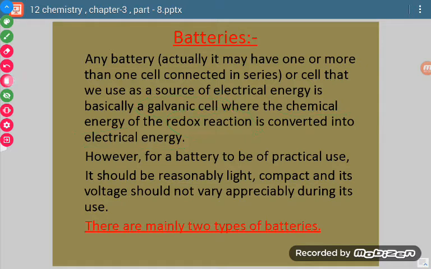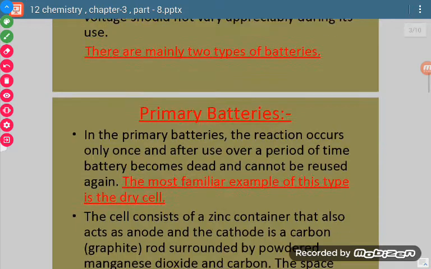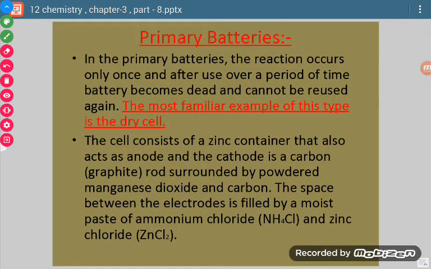Okay. Now for any battery to be of practical use, it must be light, it must be compact, and its voltage should not vary too much. Okay, only then it can be of practical use. Now, of how many types are these batteries? These batteries can be described in two categories: primary batteries and secondary batteries. So first of all, we will start with primary batteries.